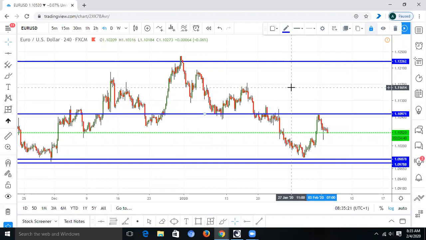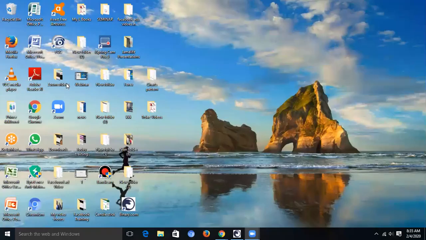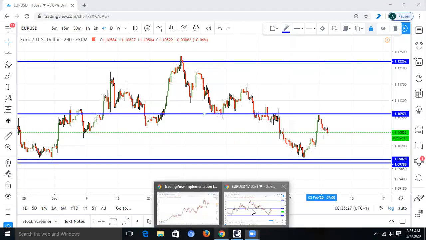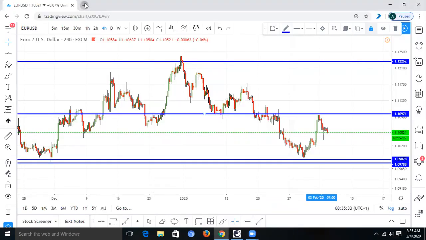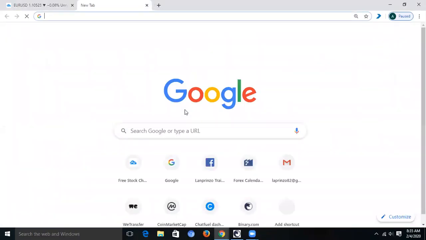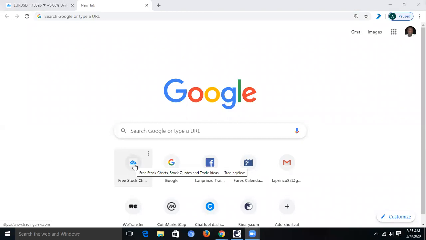Where can I download TradingView? No, you don't need to download TradingView. Let me show you what will happen. Henry, what you do is just go to tradingview.com.